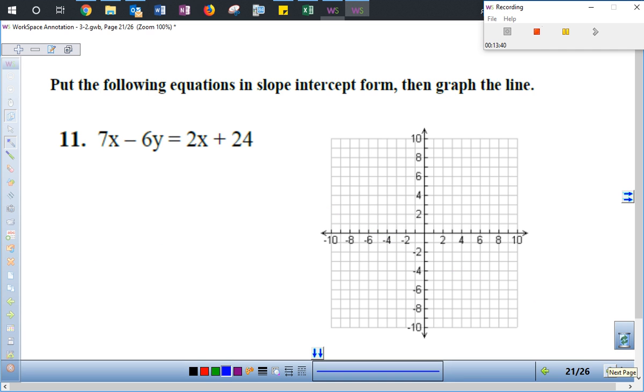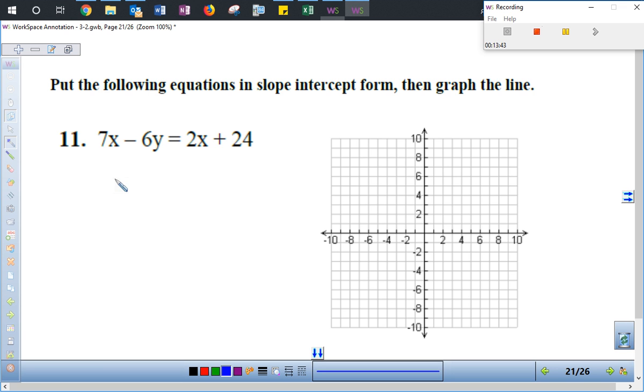Now on number 11, we are still solving for y, but notice this time we have an x term on each side. So that's not going to change the way we do anything, but it is going to change the way you need to think through the problem. If I would have given you this equation a while ago, your first instinct probably would have been to subtract 2x from each side, because 7 minus 2 will give you a positive result.